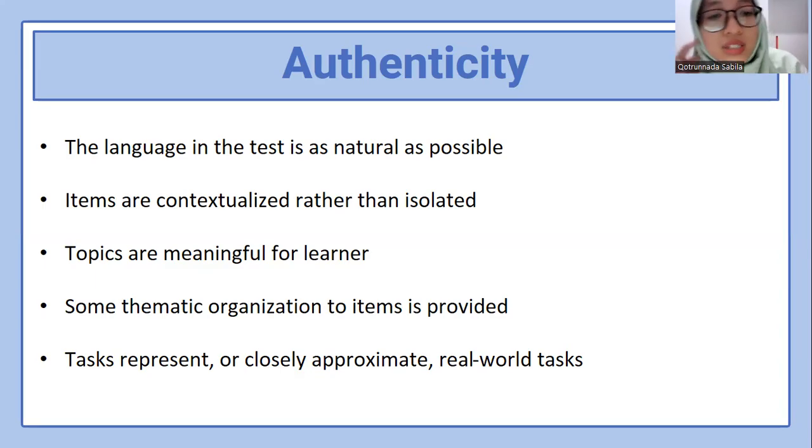In a test, authenticity may be present in the following ways. The language in the test is as natural as possible. Items are contextualized rather than isolated. Topics are meaningful, relevant, or interesting for the learner. Some thematic organization to items is provided, such as through a storyline or episode. Tasks represent or closely approximate real-world tasks.